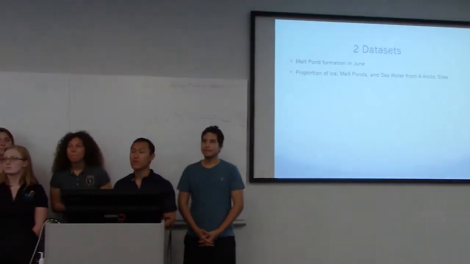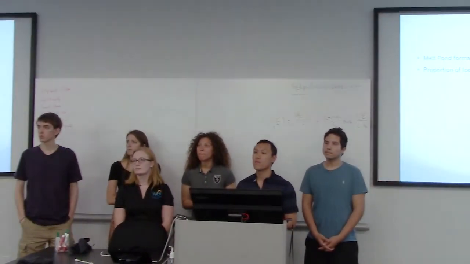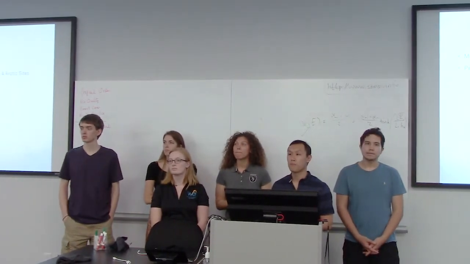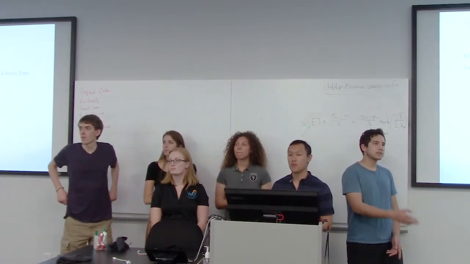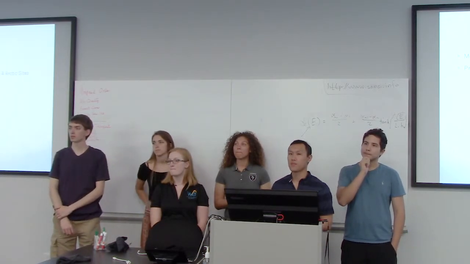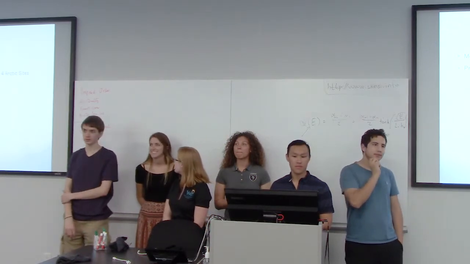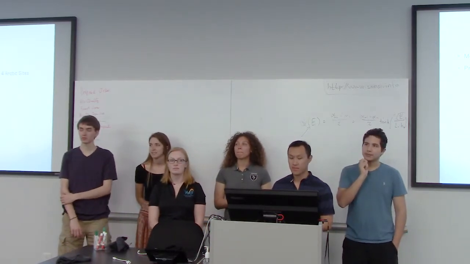Basically, data that didn't delineate between ponds and water was thrown out. So we only kept the ones that could tell us how much was pond and how much was water. Right, there just wasn't enough information for those particular points.